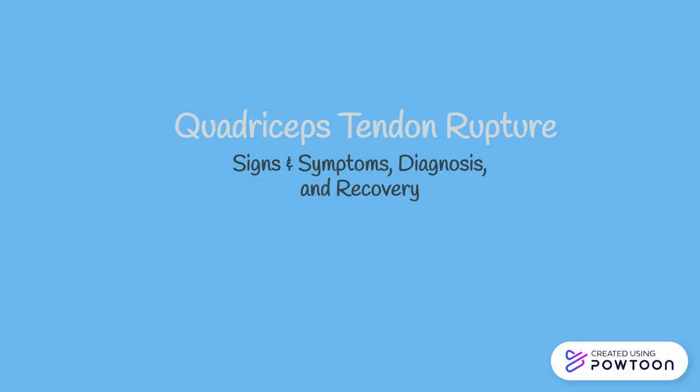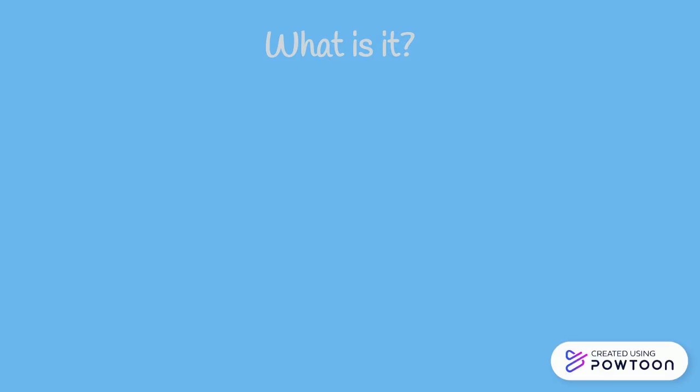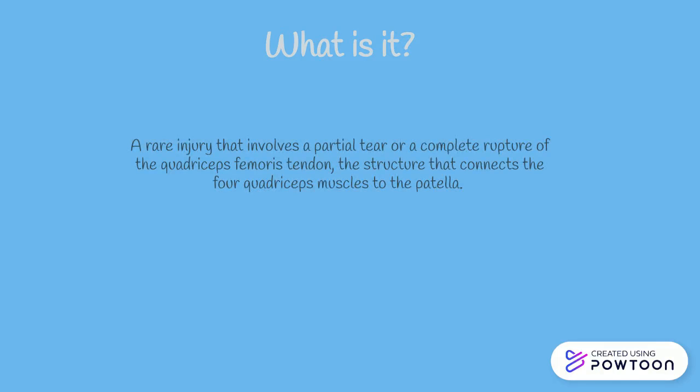In this video, I will be discussing the signs and symptoms, diagnosis, and recovery process of a quadriceps tendon rupture. So, what is a quadriceps tendon rupture? It can be defined as a rare injury that involves a partial tear or a complete rupture of the quadriceps femoris tendon, which is the structure that connects the four quadriceps muscles to the patella.